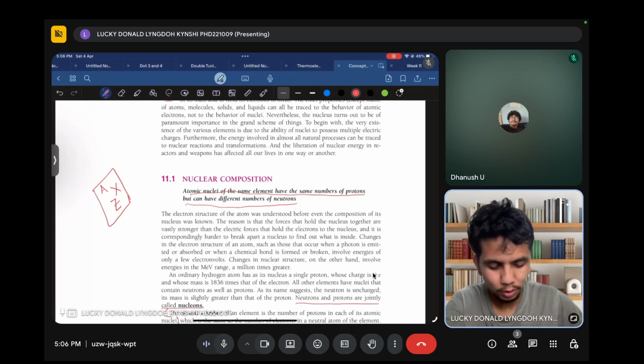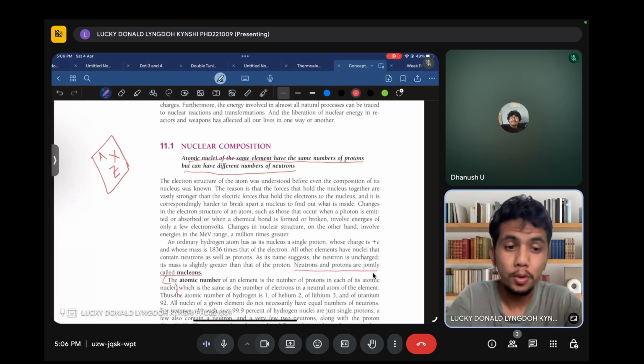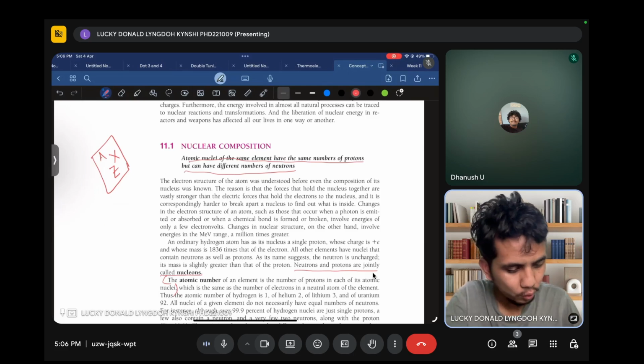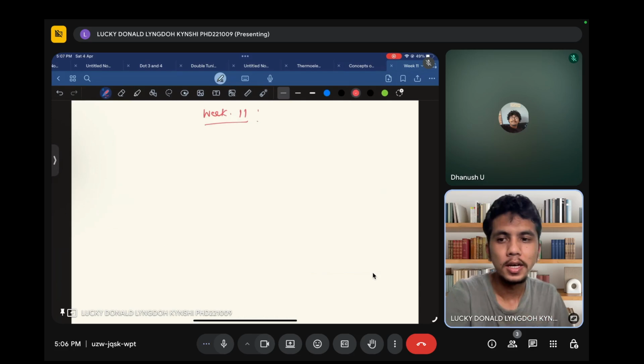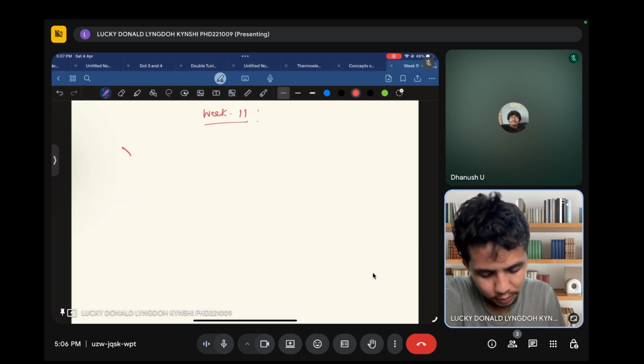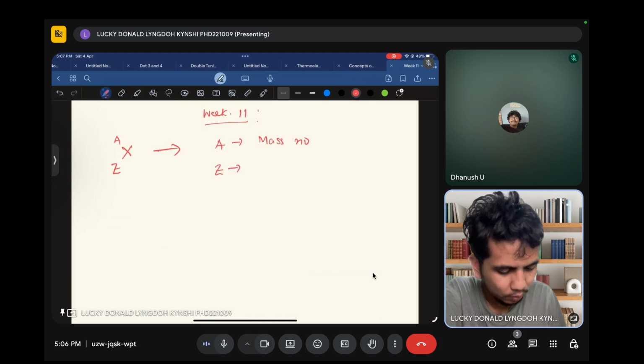This is what you have already known: the atomic number is in fact the number of protons in the nucleus. The nucleus contains both protons and neutrons, and collectively you can call protons and neutrons the nucleus. Let me write this as week 11. If I want to express the elemental representation, it is usually represented as X, A, Z, where A is the mass number and Z is your atomic number.